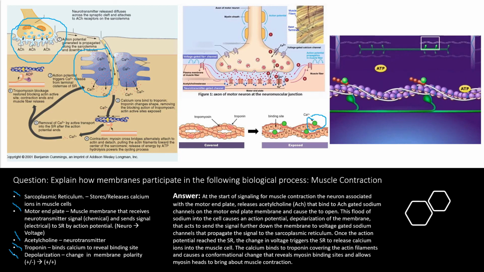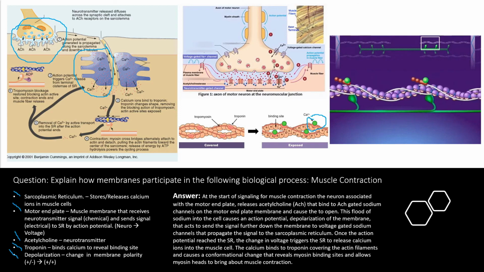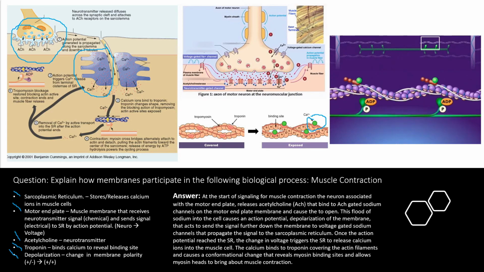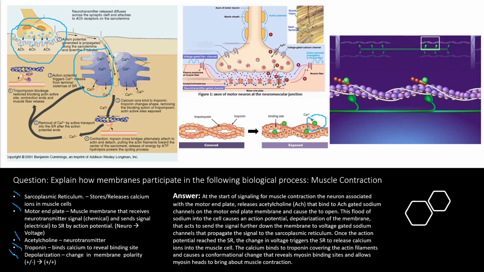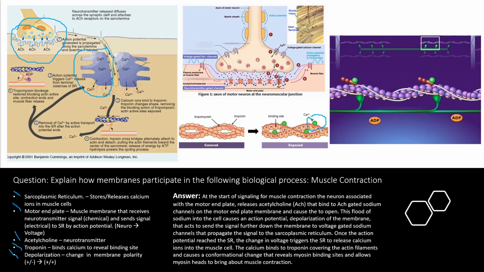And so to answer this question, at the start of signaling for muscle contraction, the neuron associated with the motor end plate releases acetylcholine that binds to the acetylcholine-gated sodium channels on the motor end plate membrane and causes them to open. This flood of sodium into the cell causes an action potential, depolarization of the membrane, that acts to send the signal further down the membrane to voltage-gated sodium channels that propagate the signal to the sarcoplasmic reticulum.